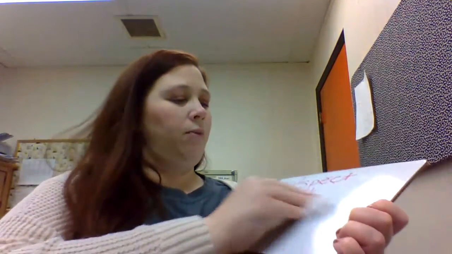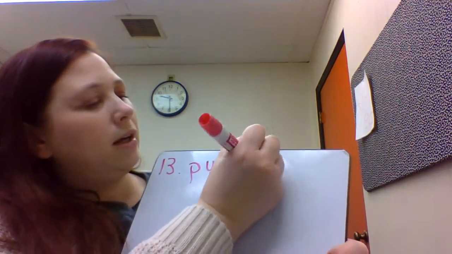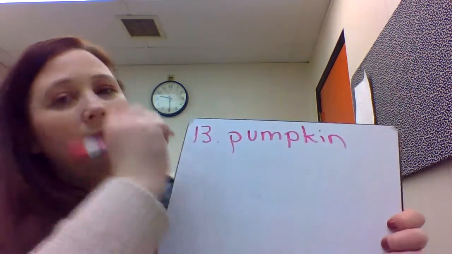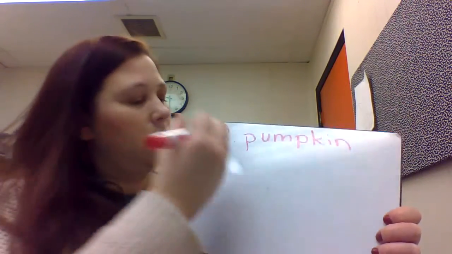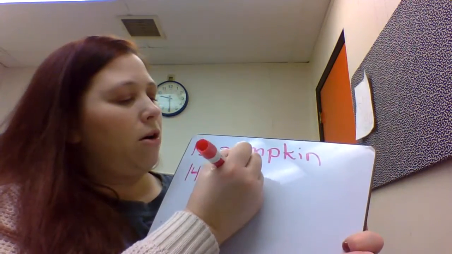Let's spell a couple of words. One of them is going to be pumpkin, so let's spell that on number 13. We are spelling pumpkin. We just wrote it, so I'm just going to rewrite it. Pumpkin. All right, make sure you have that on number 13. Number 14 is partner. Partner.